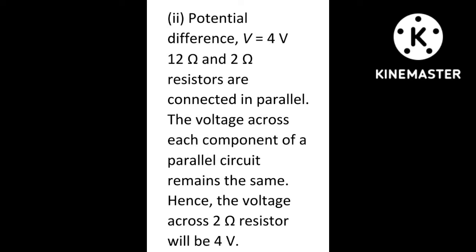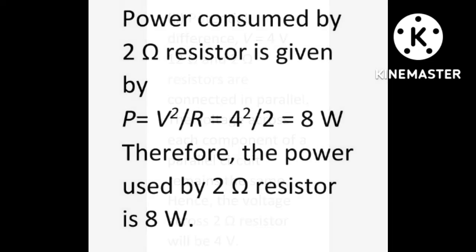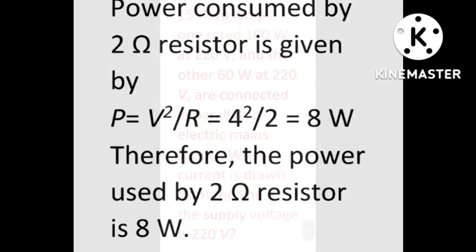Here the quantities given are potential difference V equal to 4 volt and there are 12 ohm and 2 ohm resistors which are connected in parallel. In the case of parallel connection, the voltage of the circuit remains the same. Hence, the voltage across the 2 ohm resistor will be the same voltage itself, that is 4 volt. Now we have to calculate the power consumed by the 2 ohm resistor. We have the equation P is equal to V square by R. We can substitute the values of V and R, that is V square by R is equal to 4 square by 2. So that value is found to be 8 watt. Therefore, the power used by the 2 ohm resistor is 8 watt.